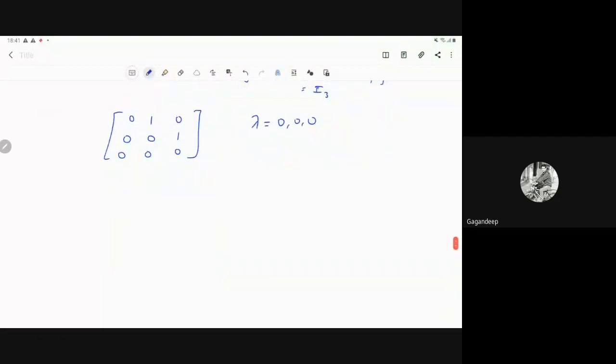Next thing, if two matrices A and B are similar, then they have the same eigenvalues. Why?